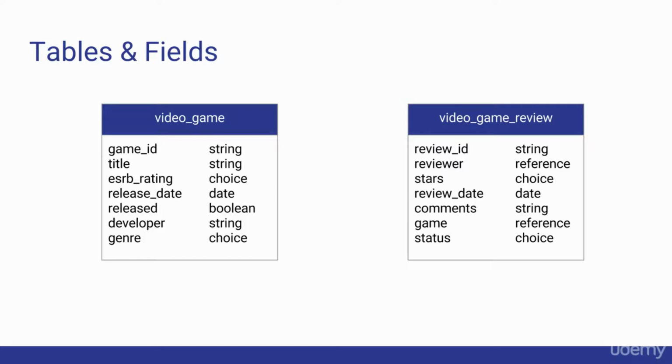We'll have a review date with a type of date. We'll add a comments field, which will be a string. A game field, which is a reference to the game table. And a status field, which will be a type of choice.